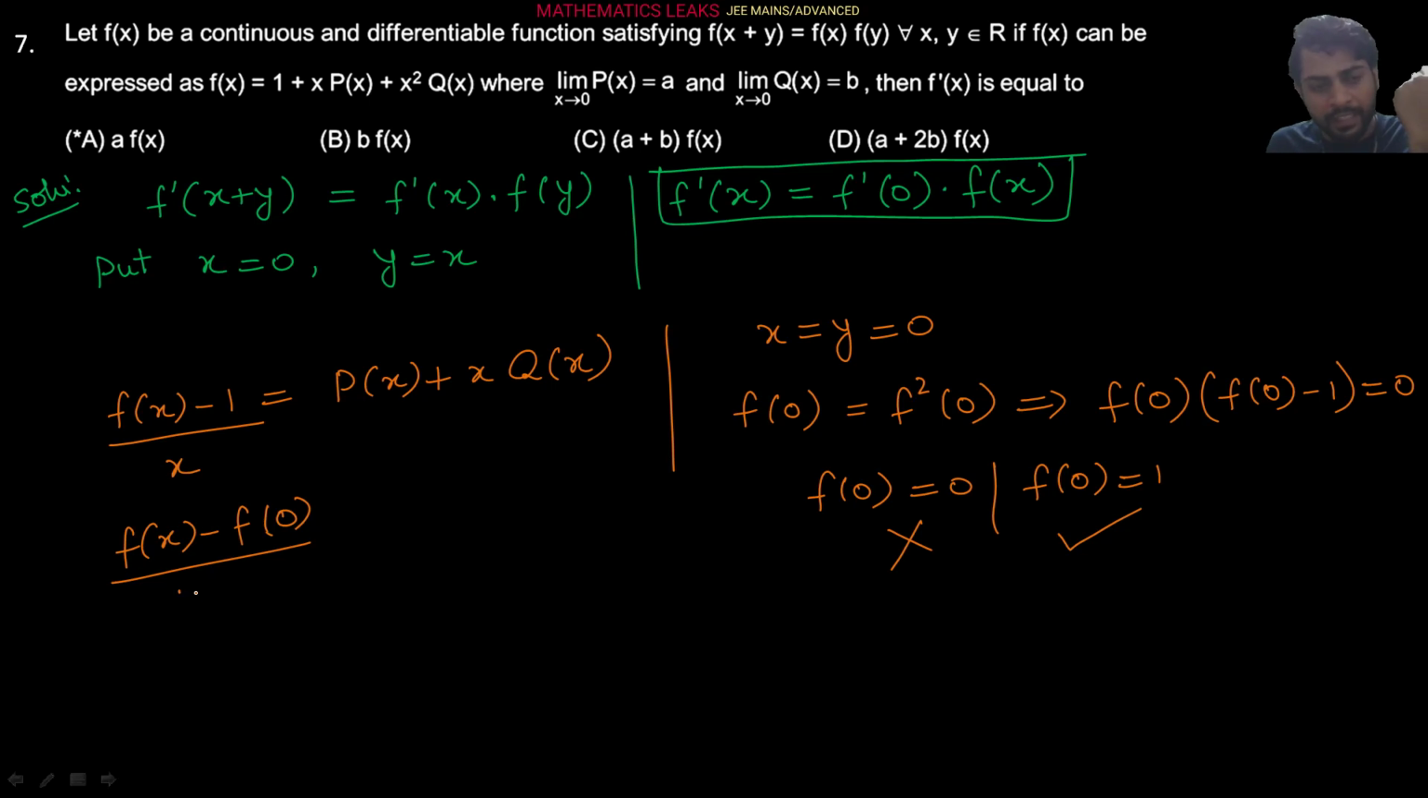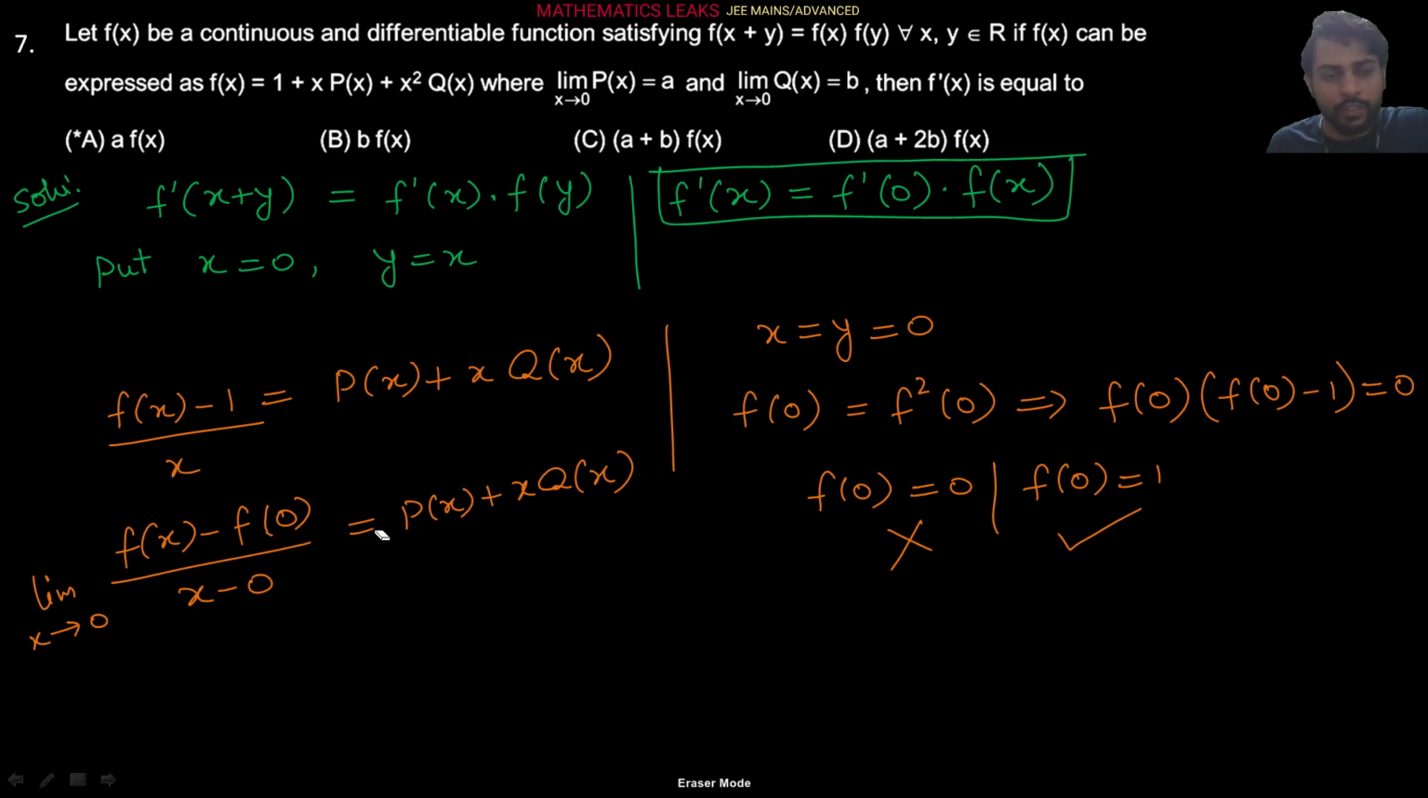Upon x minus 0, if I am writing any problem, we are getting here f(x) minus f(0) upon x minus 0 is equals to p(x) plus x q(x), right? Now if we are going to take the limit x tends to 0 on both sides, what will happen?